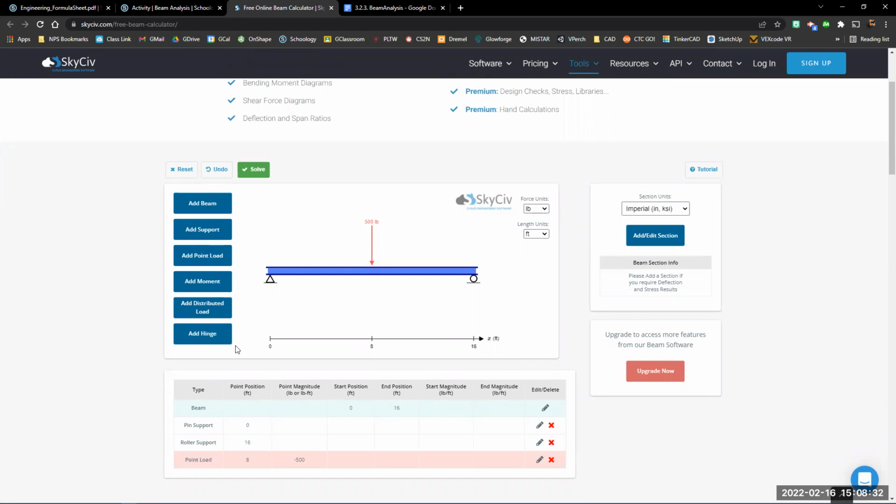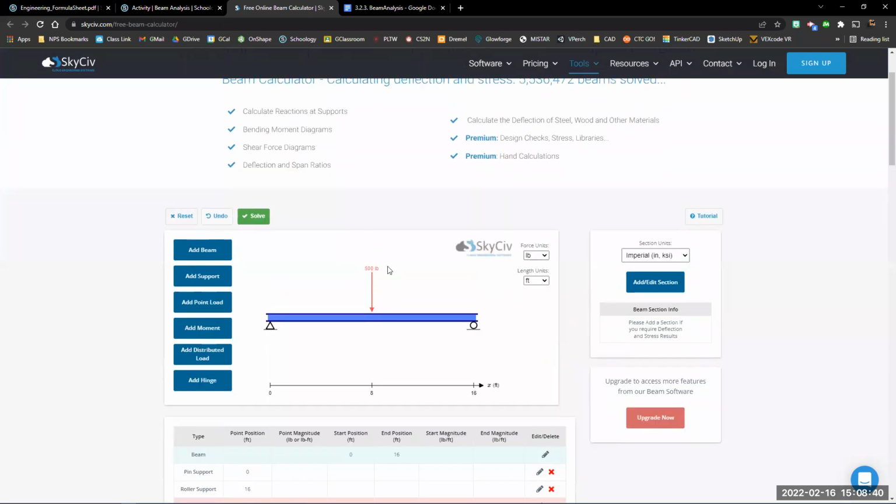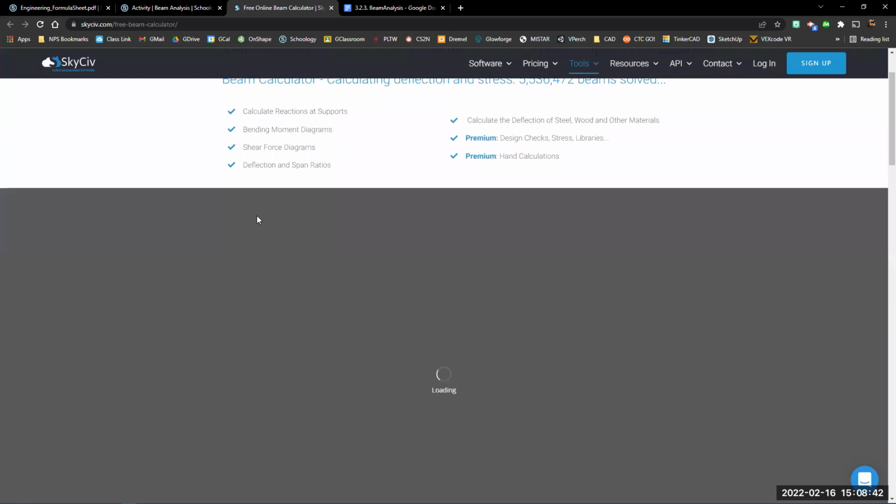that one. Okay. If you want to mess around with it, you can also try adding some moments yourself or adding a hinge. But for the purposes of our assignment, this is all we need for the first one. And I can hit solve.